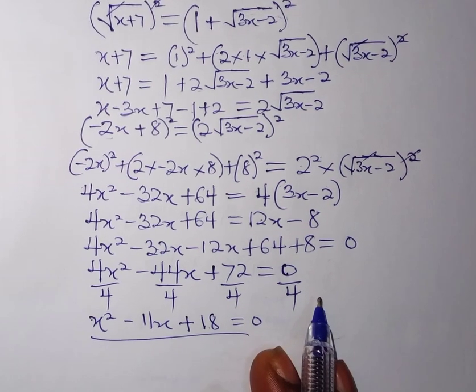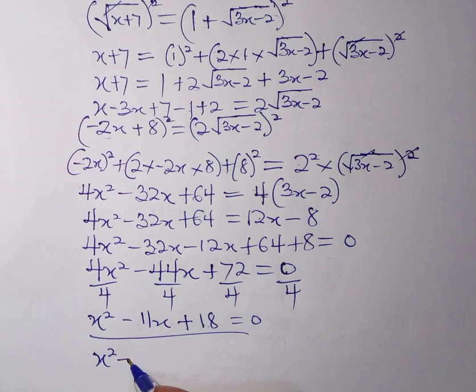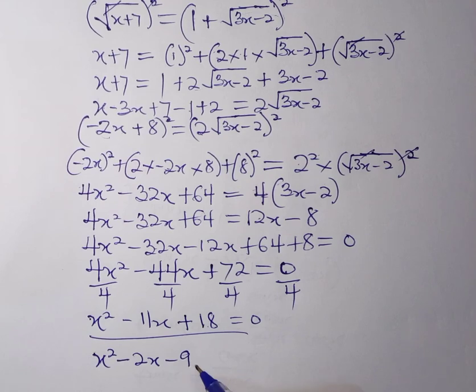Negative 11. So looking at this, we can write x squared minus 2x minus 9x plus 18, which is equal to 0, because 2 and 9 are factors of 18. When I multiply negative 2 by negative 9, I get 18. When I add them, I get negative 11. Is that not so? Right, good.